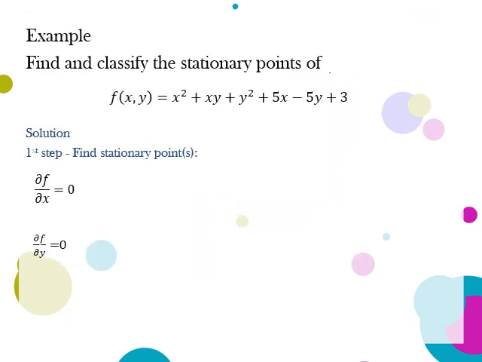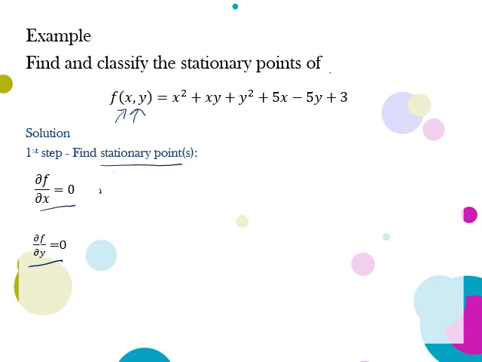Example here: find and classify the stationary points of the given function. In this function, first we have to look at the number of variables. We have the variables x and y here, so it is considered a partial derivative problem, where we need to find the stationary points by using partial derivative methods. Since we have two variables, we need to find del f over del x equal to 0, and also del f over del y equal to 0, because stationary points always have del f over del x equal to 0 and del f over del y equal to 0.